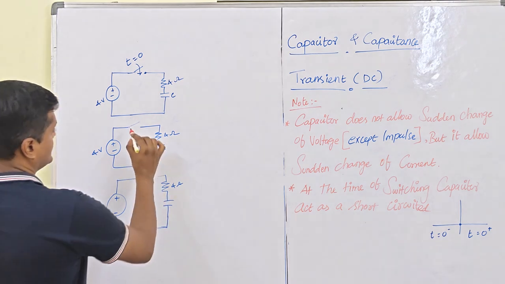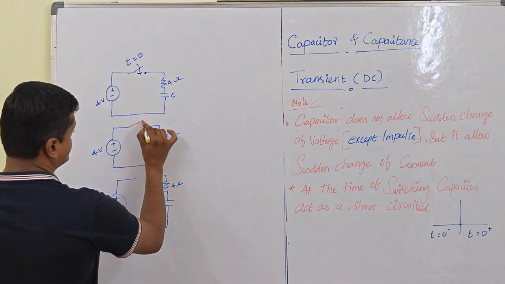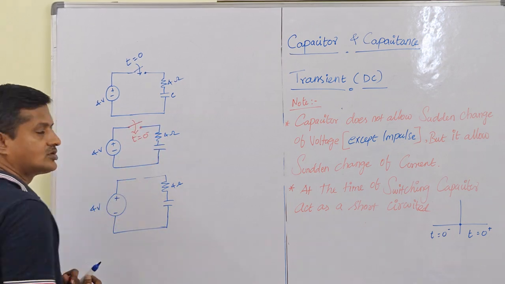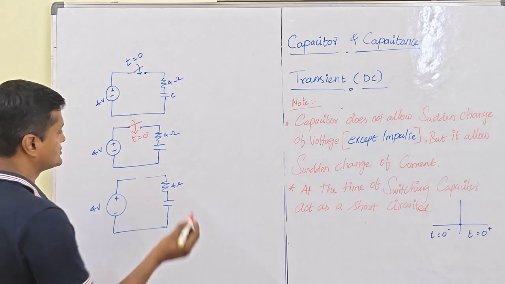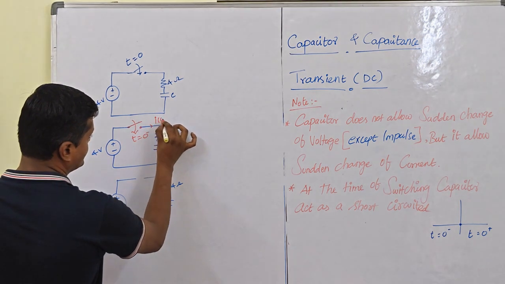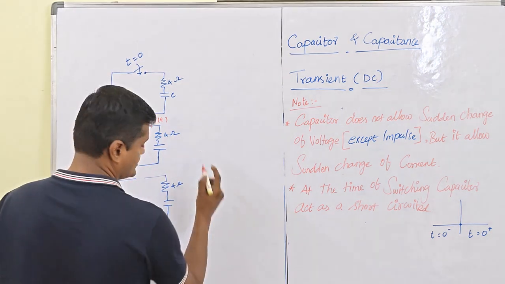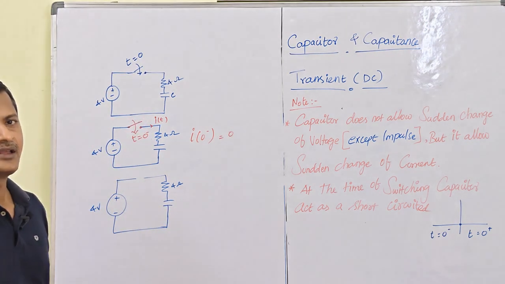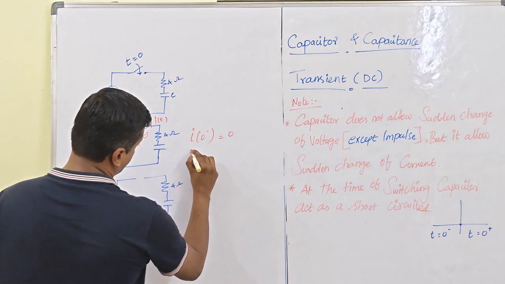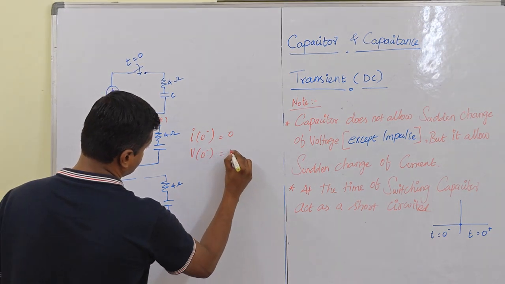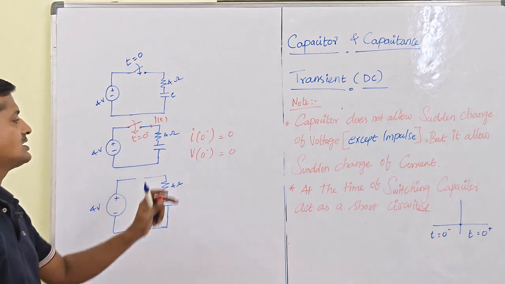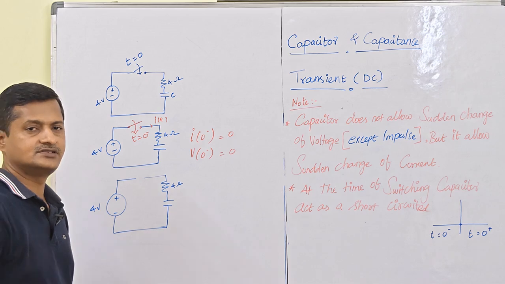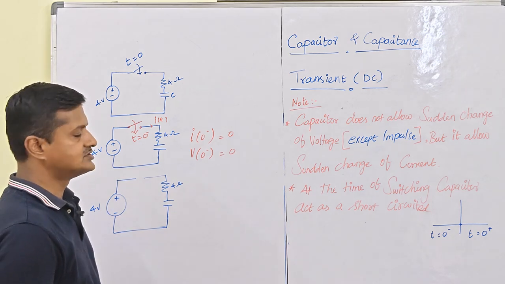There are two conditions. First, at t equal to 0 minus, the switch has not closed. The current through the circuit, I of t, at 0 minus is 0. Similarly, the voltage at time 0: because of the open circuit, the switch is not closed and no current flows. So the voltage across the capacitor is 0, right? So V of 0 equals 0.